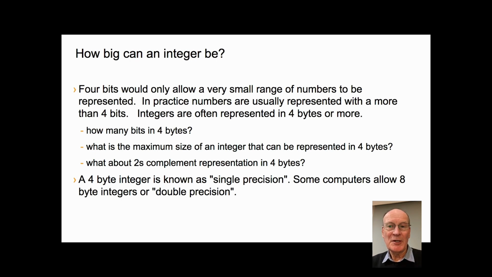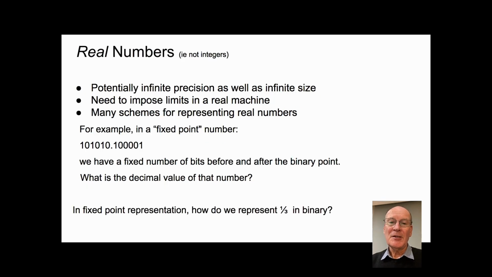These 4-byte integers are commonly known as single precision integers. In some machines, it has instructions and facilities to handle 8-byte integers, and these are often called double precision integers. They're twice the size. So now let's move on to real numbers. We talked a little bit about fractions before, but now we're going to talk about real numbers. But in mathematics, real numbers can potentially have infinite precision as well as infinite size. So we have to impose some limits in a real machine.